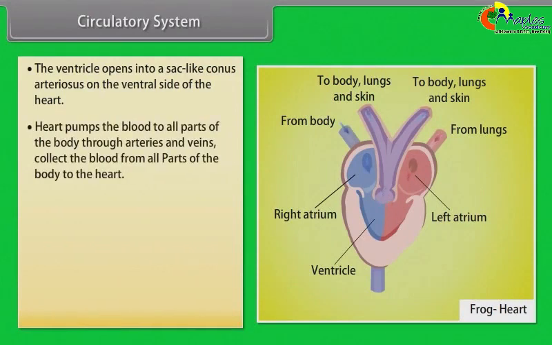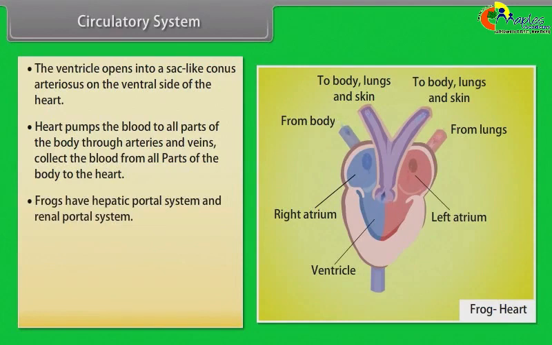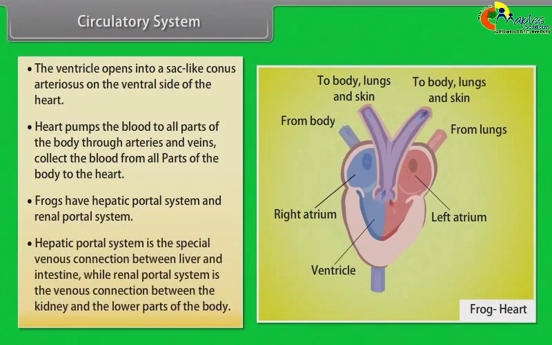The heart pumps the blood to all parts of the body through arteries, and veins collect the blood from all parts of the body to the heart. Frogs have a hepatic portal system and a renal portal system. The hepatic portal system is the special venous connection between the liver and intestine, while the renal portal system is the venous connection between the kidney and the lower parts of the body.